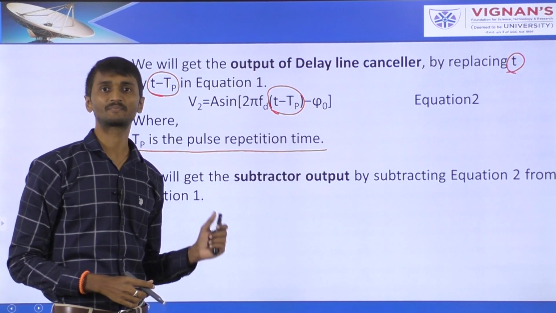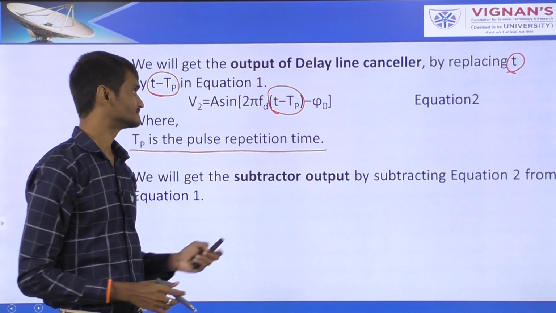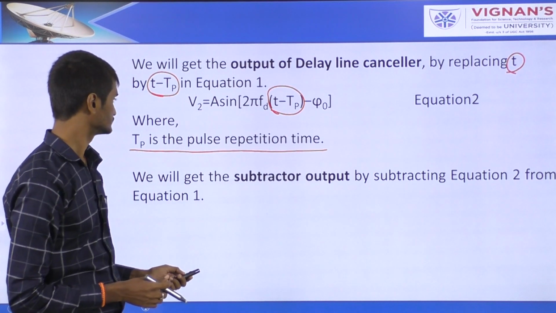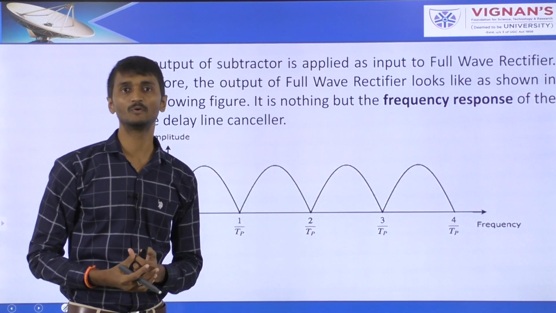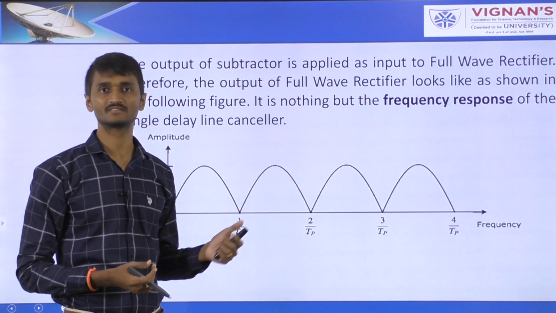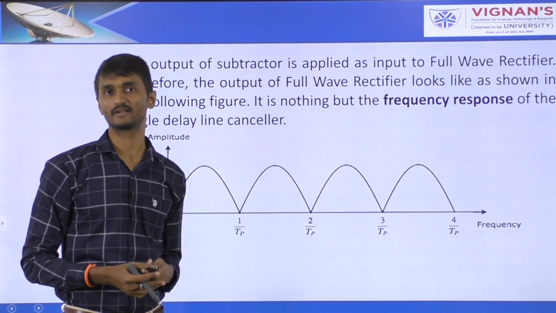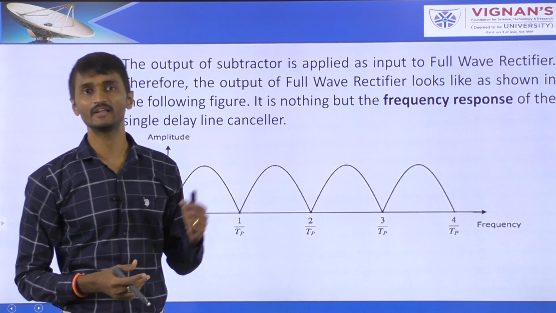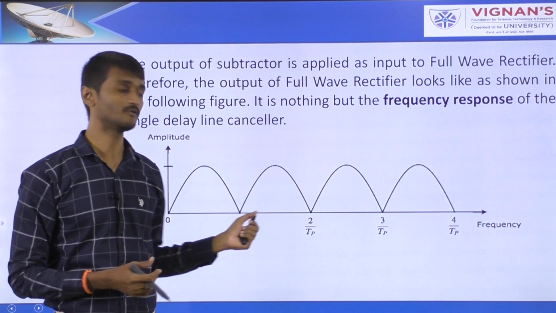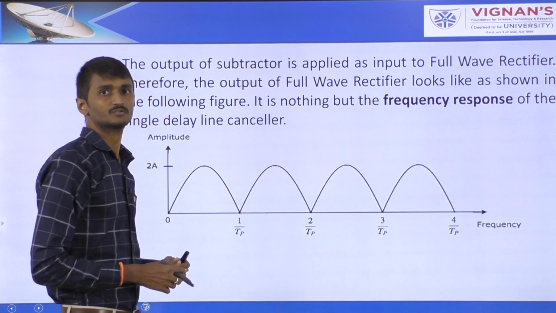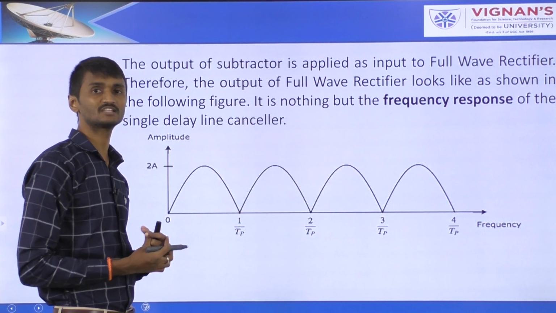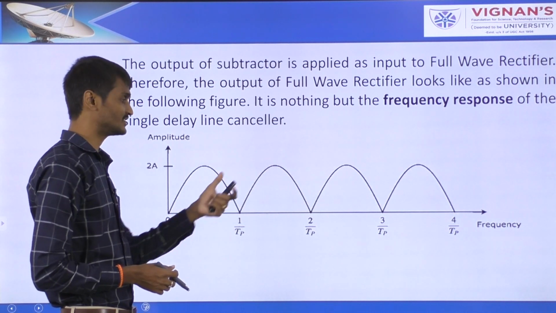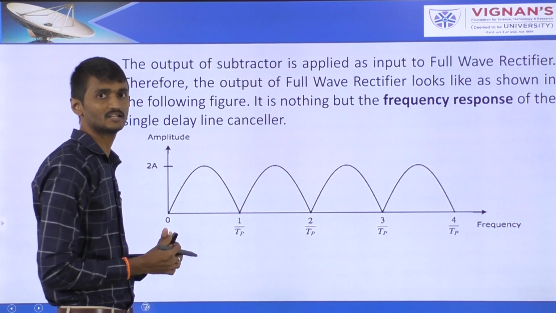We will get the subtractor output by subtracting equation 2 from equation 1. The output of the subtractor is applied as input to a full wave rectifier as shown in the figure. Therefore, the output of the full wave rectifier looks as shown in the following figure. It is nothing but the frequency response of the single delay line canceller.